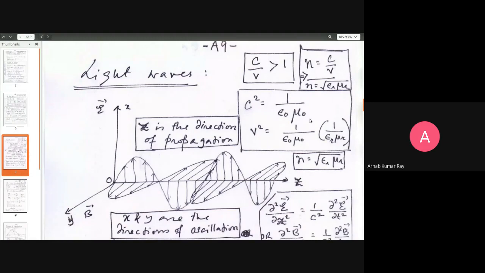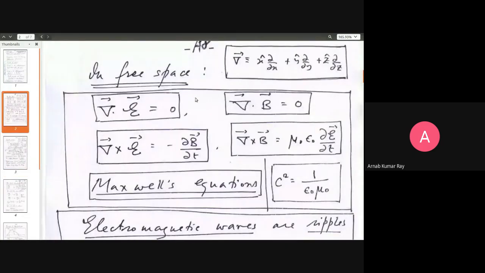And indeed, this is what happened. When Einstein tried to reconcile Maxwell's conclusion, this conclusion derives from Maxwell's equations in free space. This conclusion. And what is Einstein trying to apply on that?